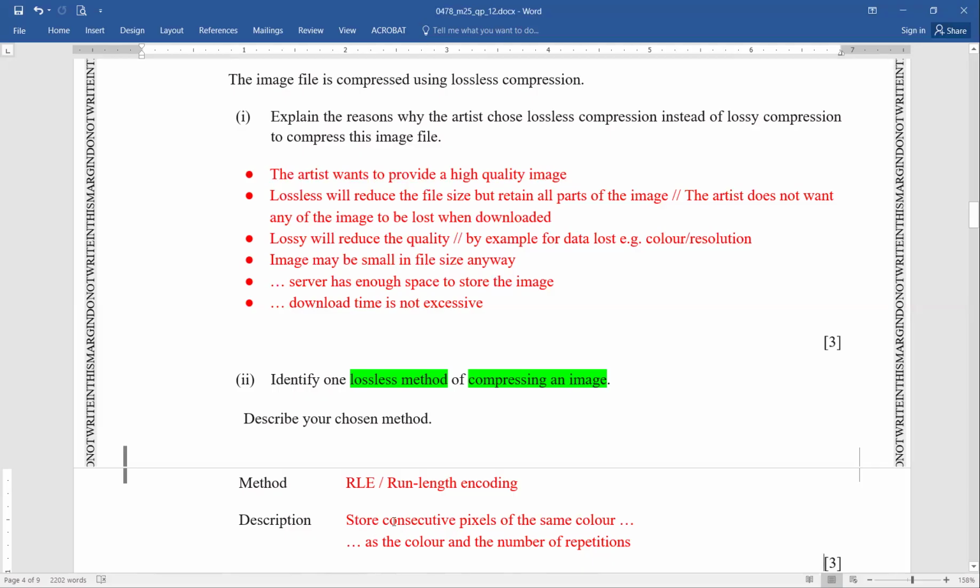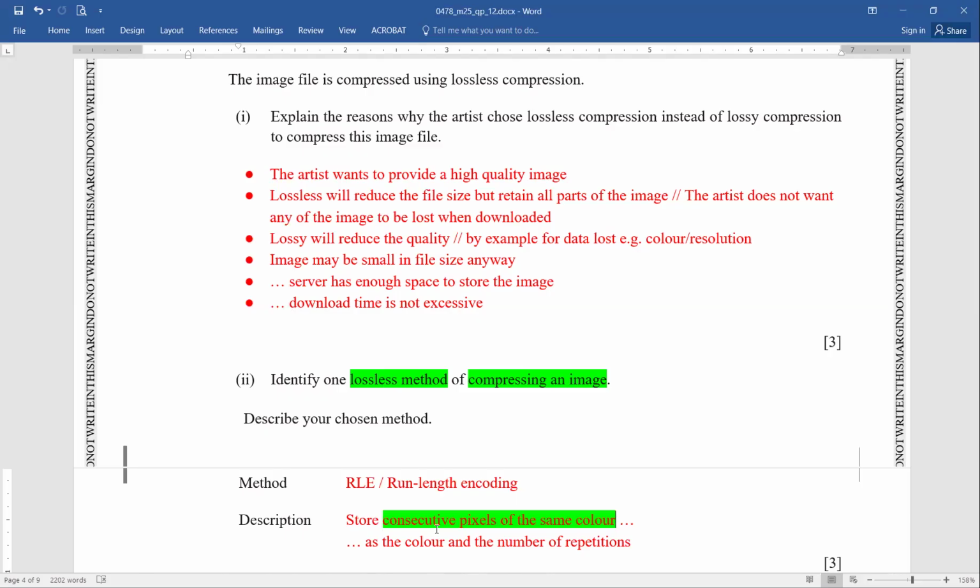Now you can say it stores consecutive pixels of the same color. Be clear, this is your major concern, your main thing that you need to mention. In this RLE, you will not talk in general. Here, the compression is linked with images, so you have to talk with respect to images. And in images, it's the pixels of the same color, and they will be stored as the color and the number of repetitions.